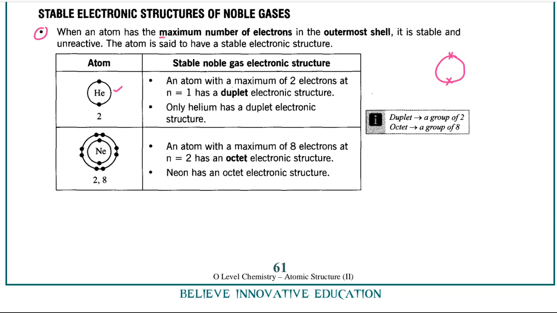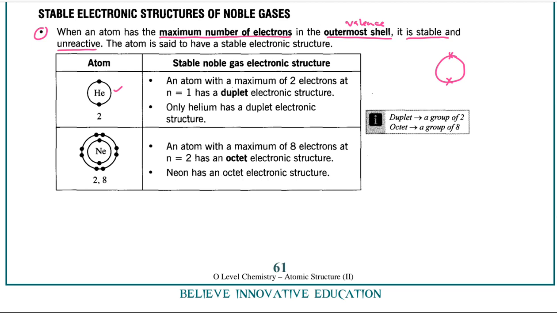Going to our first point, it says that when an atom has a maximum number of electrons in its outermost shell, or in its valence shell, then it is stable and unreactive. In other words, nothing will happen to it. It will not react with water, it will not react with acid, it will not react with anything.